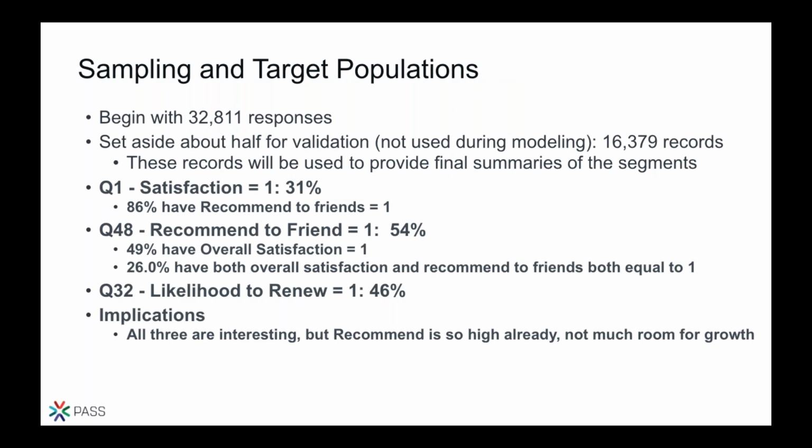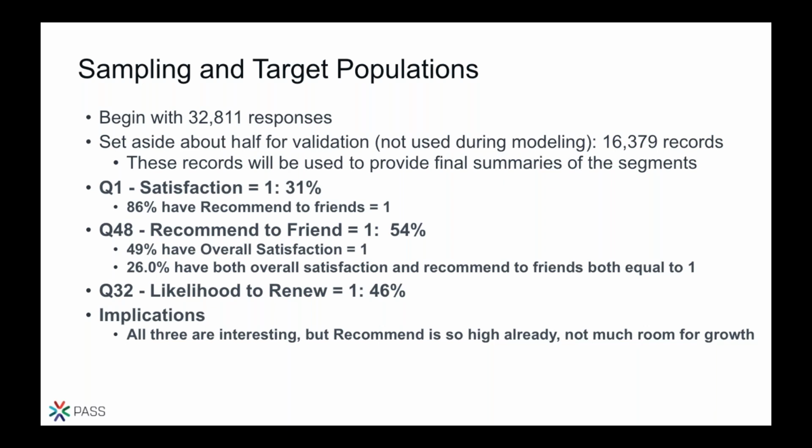And with these 32 some odd thousand responses, we used about half for building the models and about half for assessing the models. And the first question, how satisfied are you? 31% of the responders said satisfaction equal to 1, which is why we coded this from an analysis perspective as highly satisfied, satisfaction equals 1 versus all other answers. Because once you get down to the top 2, it was such a high percentage of the responders that it wasn't worth building models to see a 1 score or a 2 score.